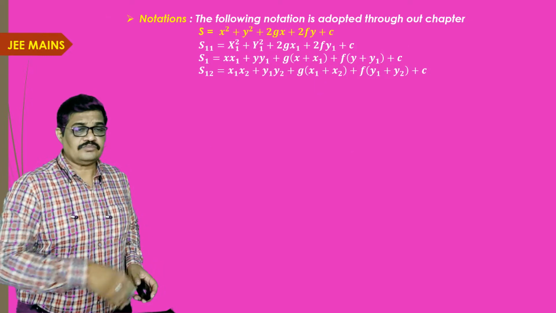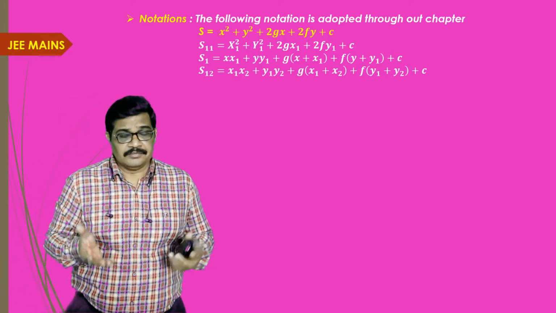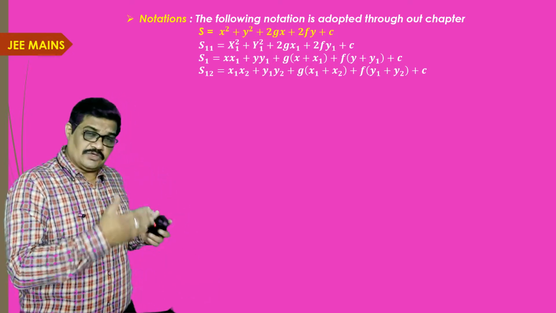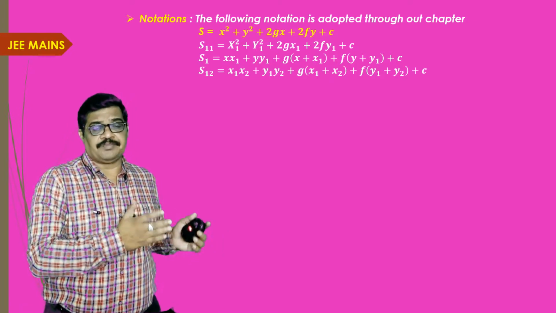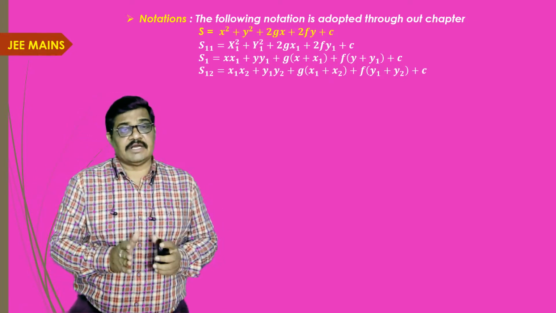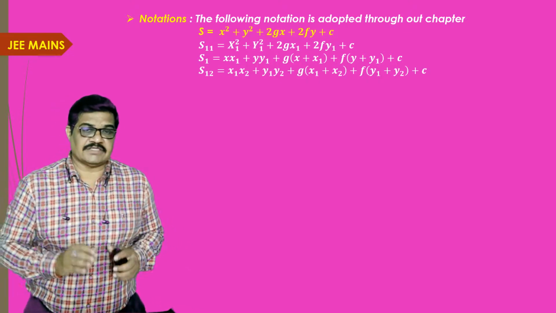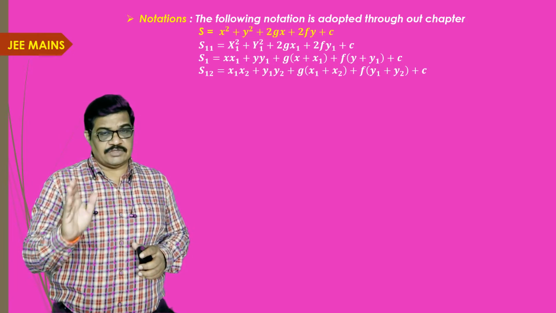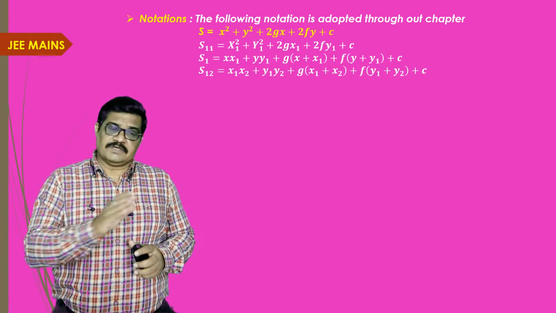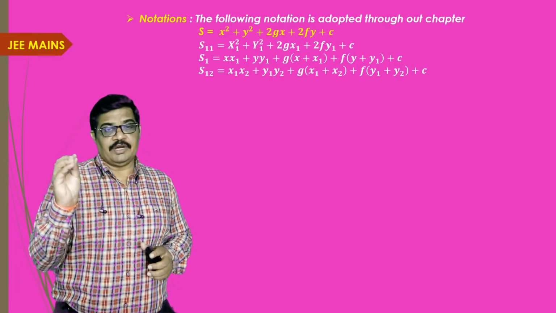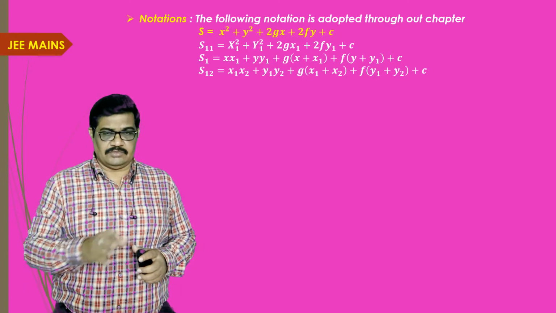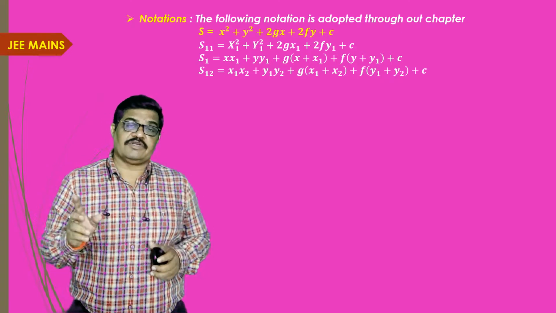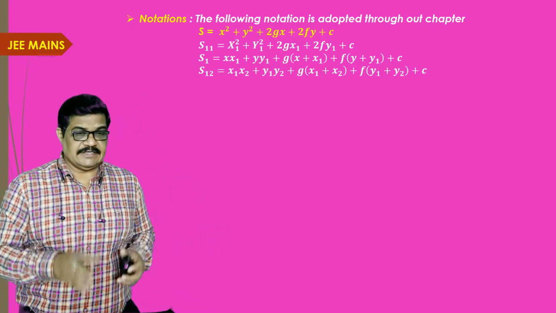Next one, we are using notations in this chapter and the coming chapter, system of circles. These are the notations we generally use. First is the circle. The general equation of the circle is denoted by capital S. What is S here? S is equal to x square plus y square plus 2gx plus 2fy plus c. This general equation of the circle is simply denoted by S is equal to 0. We are not writing all the terms, simply S is equal to 0. That means x square plus y square plus 2gx plus 2fy plus c is equal to 0.